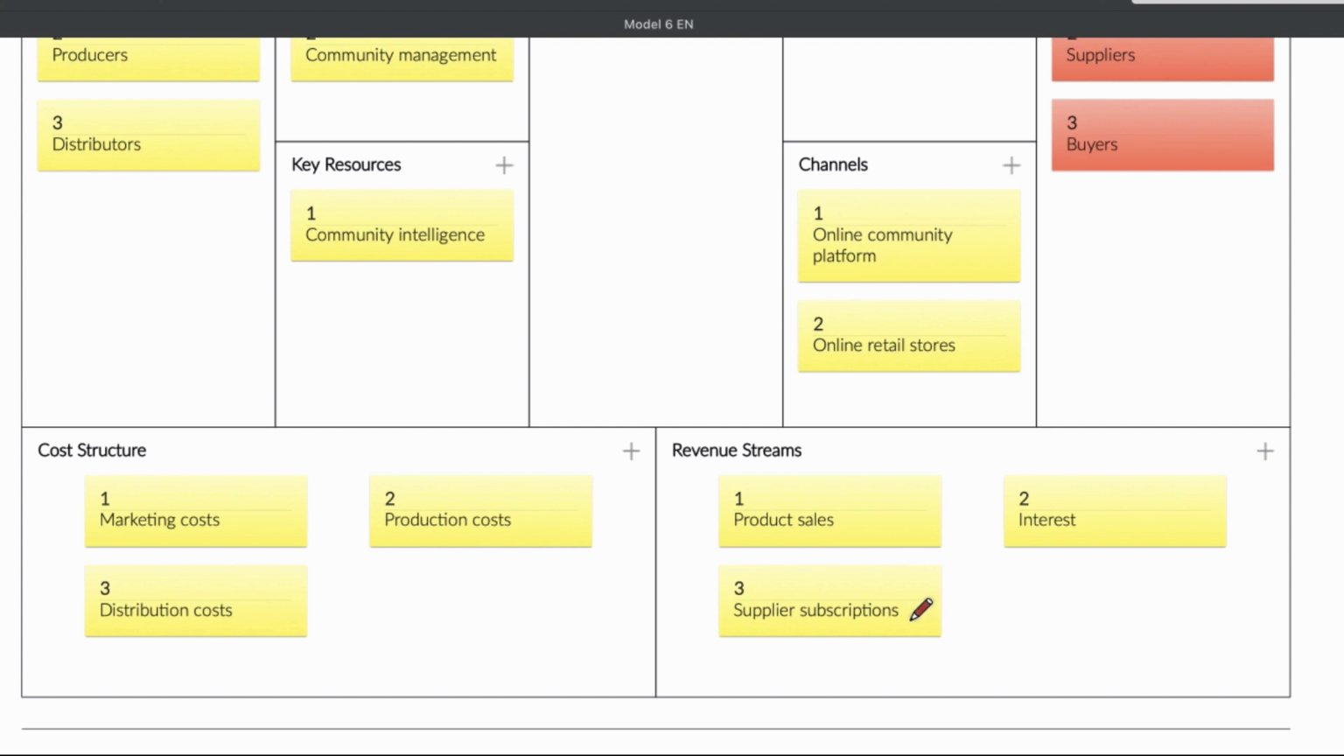But when you make sales, you get the revenue from it. You also get supplier subscriptions, and you can also get interest. It depends how you put this on your website, how you put this in your business. So when you look at this, there are a lot of revenue streams, but also a lot of costs. But let's look at the business model.